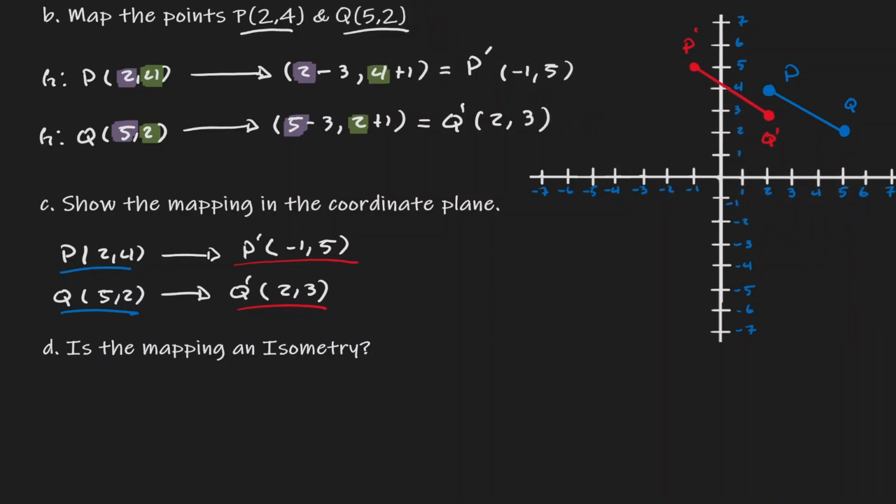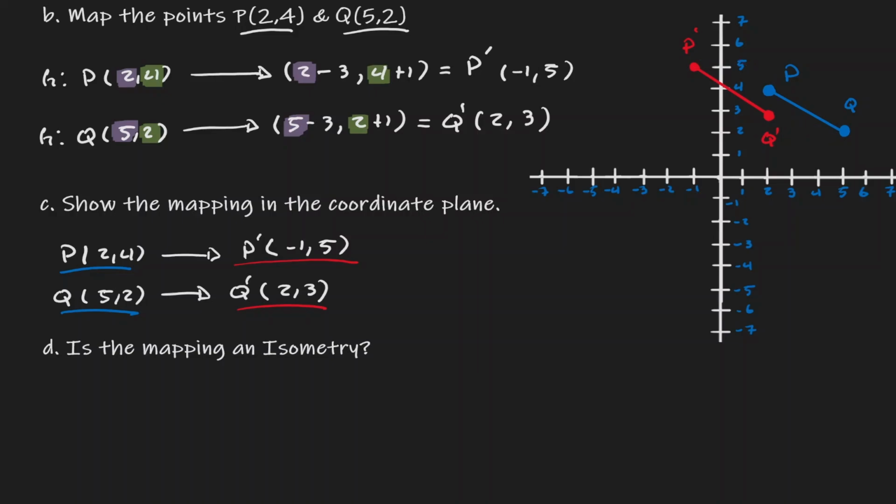So let's visualize what this mapping did. It got this point, P, and then it mapped it to a new location. And then this same mapping, it got point Q, and then it mapped it to a new location. So all it did is just assign a new location to a given coordinate point.